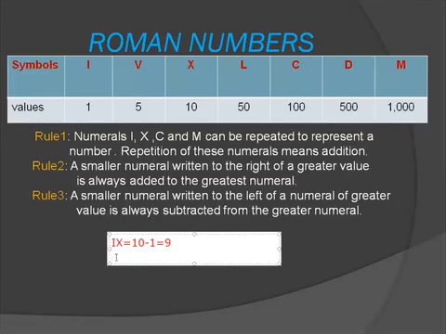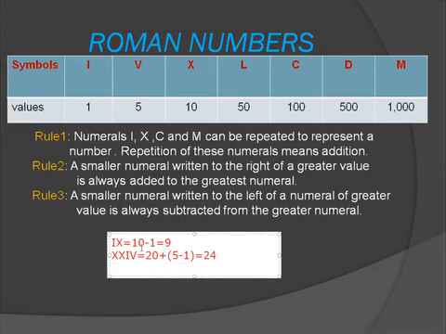Let us see one more example. XXIV. How will you write this? 10 plus 10, how much is this? 20. Then this is 5 minus 1, which is 4. So here 20 plus 4, which is equal to 24. So in this way we will write.